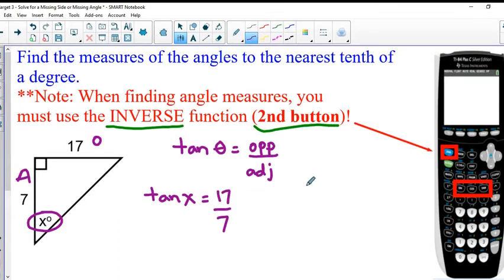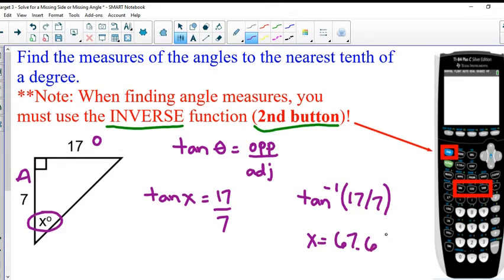And again, if you don't have a calculator, you should be using the Desmos calculator. Go ahead and hit that second tangent button. On your screen, you're going to see tan -1 with a parenthesis open. And you are going to type in 17 divided by 7. When you type that in, go ahead and hit enter. You are going to be left with x equals 67.6 degrees. Now, we are finding an angle measure, so you do need to have a degree symbol connected to your answer. There's one example.